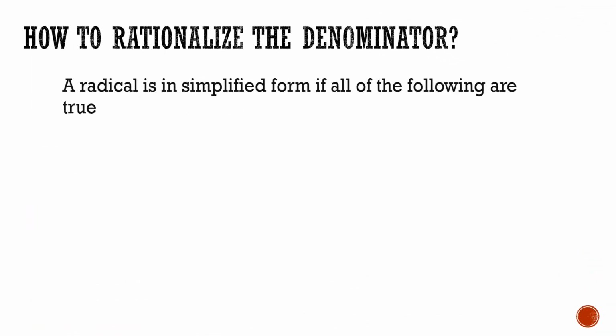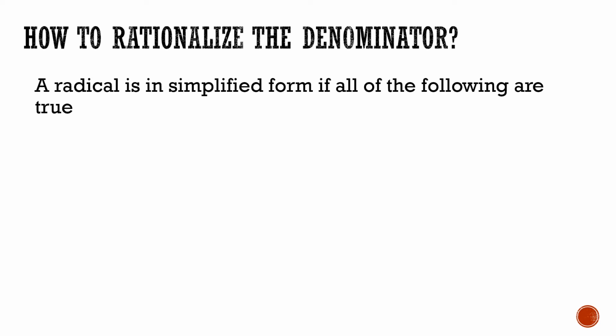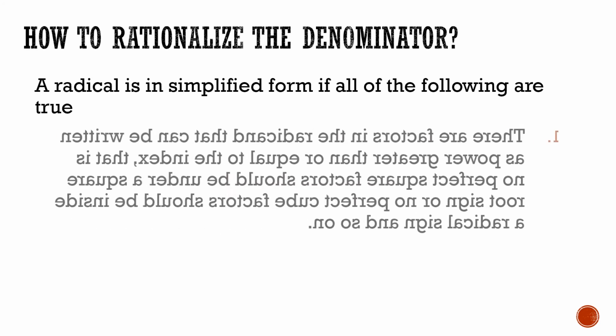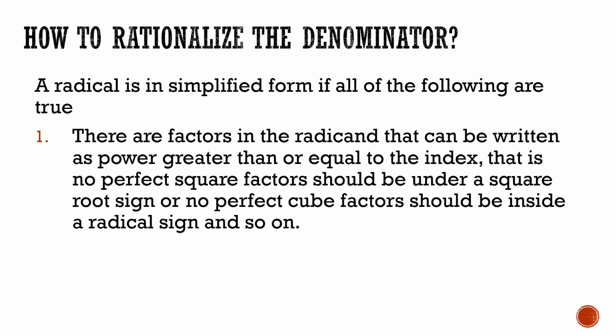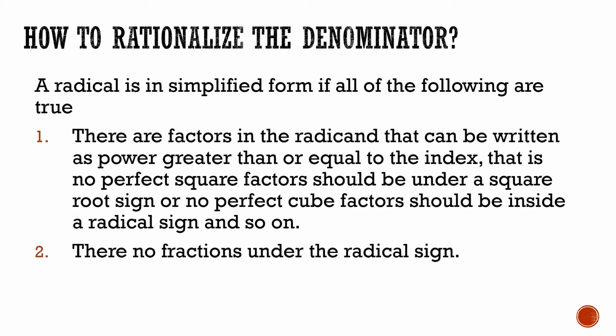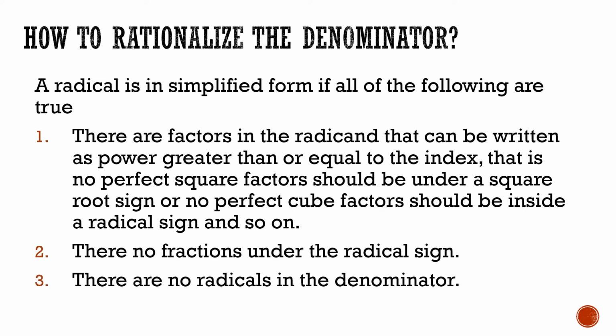Remember, a radical is in simplified form if all of the following are true. 1. There are no factors in the radicand that can be written as a power greater than or equal to the index. That is, no perfect square factor should be under a square root sign, or no perfect cube factor should be inside the radical sign, and so on. 2. There are no fractions under the radical sign. And 3. There are no radicals in the denominator.